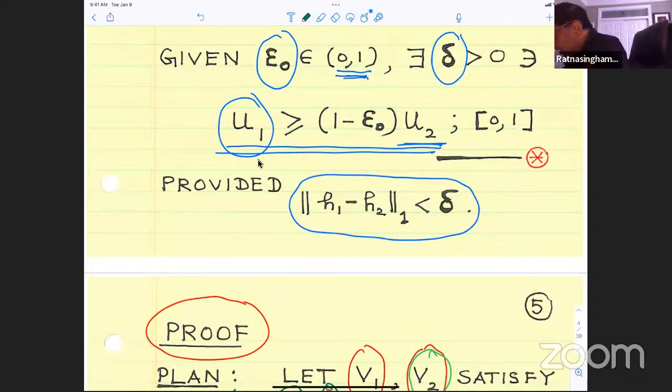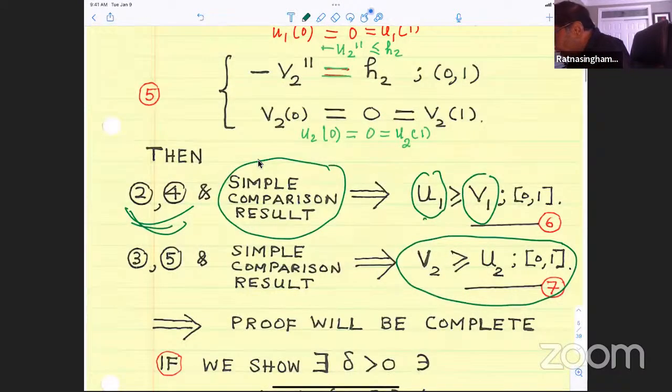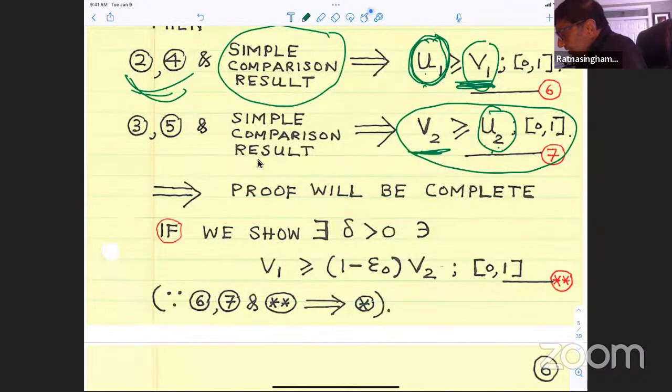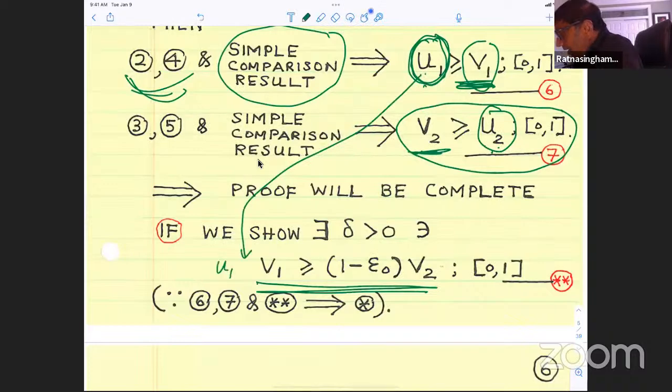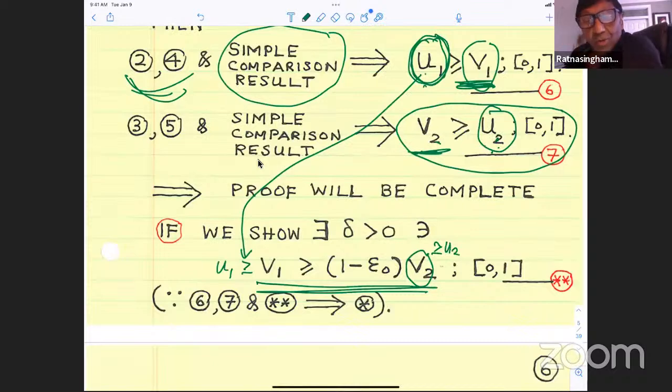Okay, so since we know that U1 is greater or equal to V1 and V2 is greater or equal to U2, and you were trying to make a comparison between U1 and U2, U1 greater than 1 minus epsilon times U2. Well, if we can prove it between V1 and V2, then we are done. Because if we can show that for a given epsilon naught, there's a delta such that V1 is greater or equal to 1 minus epsilon naught times V2, that will be fine, because then U1 is greater or equal to V1, and V2 is greater or equal to U2. So then we'll get the inequality that we are looking for between U1 and U2. Would that be okay, everyone?